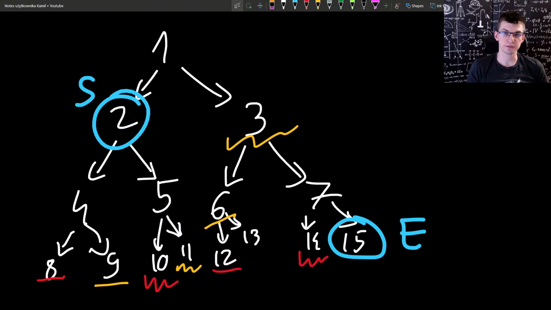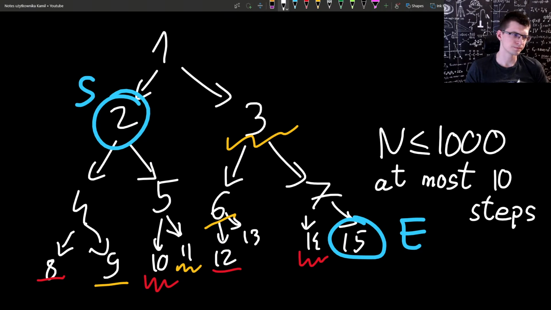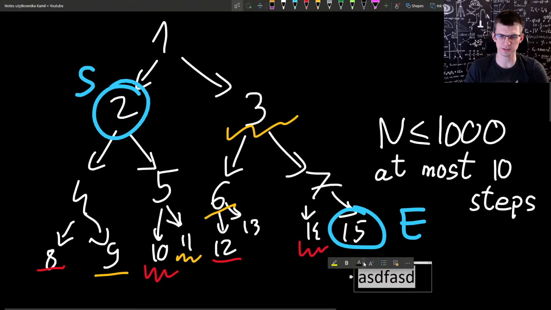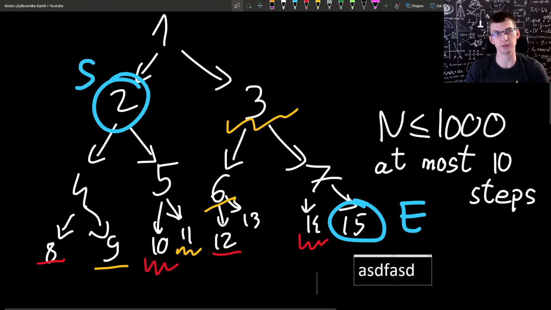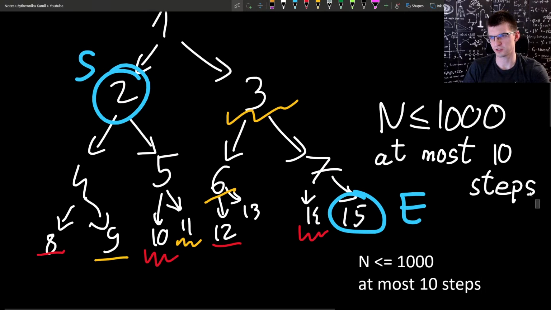N is up to 1000. And you need to get anywhere in at most 10 steps. I need to get used to using this written text instead. But the annoying thing in OneNote is that you cannot change the default color. Okay. But this will obviously be nicer. Those are the constraints.